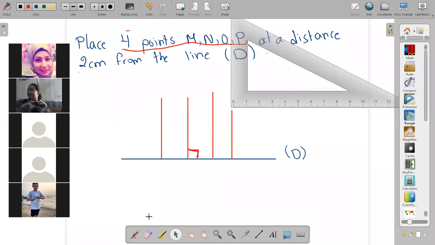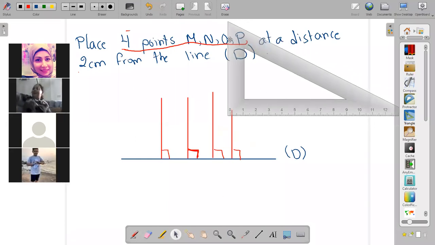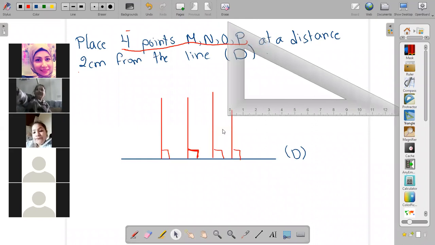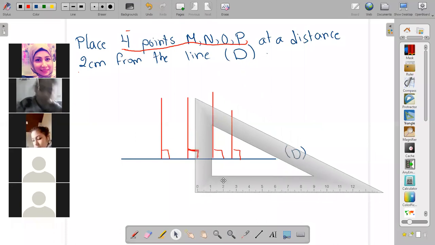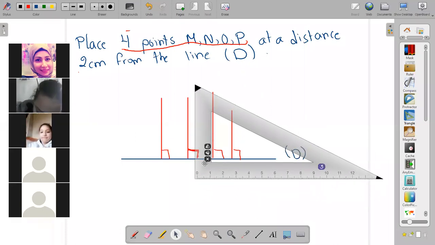Okay? They are perpendicular, so we have to place a right angle here. Teacher, no matter how tall they are, it doesn't matter. Yes, no, it doesn't matter. Now I will bring the ruler and measure exactly 2 centimeters. Teacher, do we still need the set square? Remove it or keep it? We remove it.